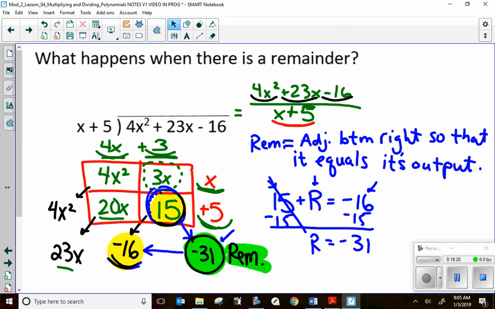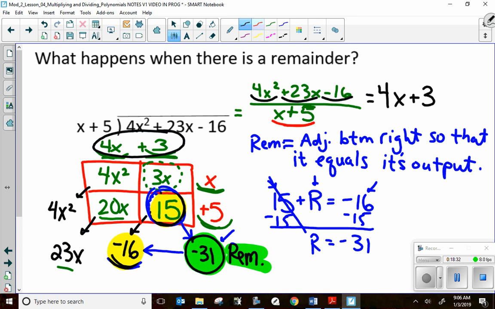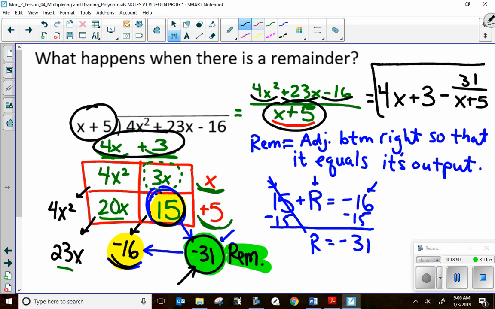Now, how do I write my solution when I have a remainder? I'm going to write it up here in the top right. My answer is obviously 4x plus 3. And what I do is this. That's negative, correct? Minus my remainder over what I was dividing into. I was initially dividing x plus 5 into it, right? That's how you would appropriately write your solution. This part here, that's your quotient. That's your answer, your quotient, all right?